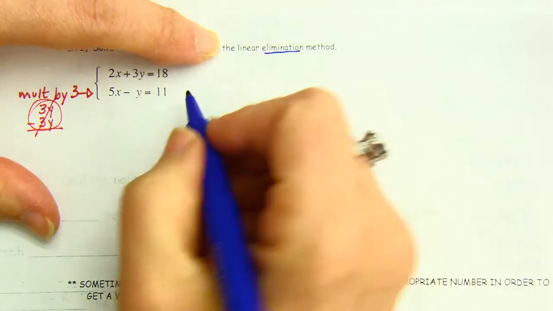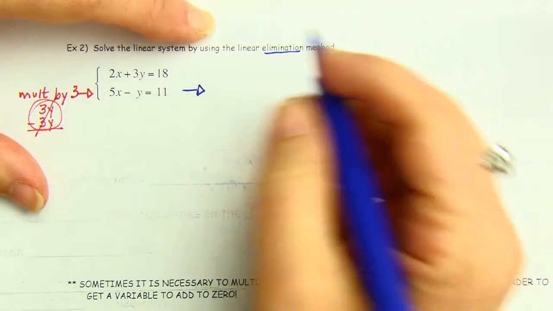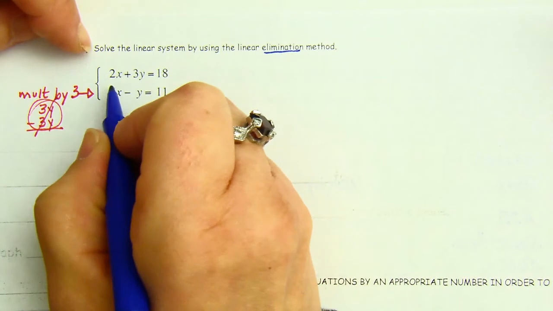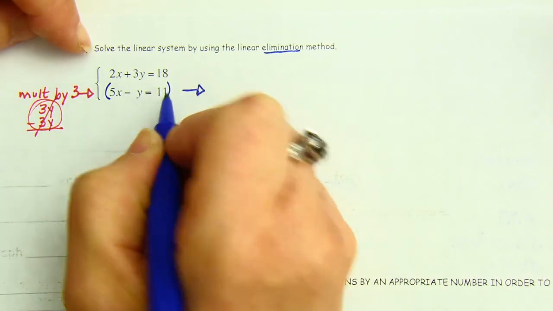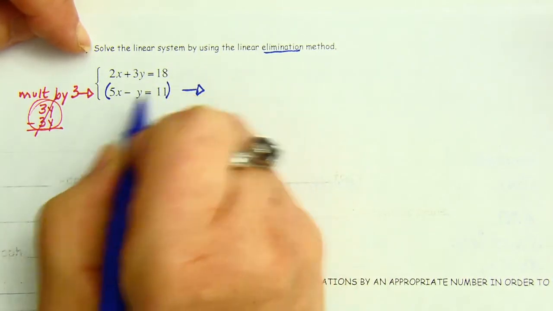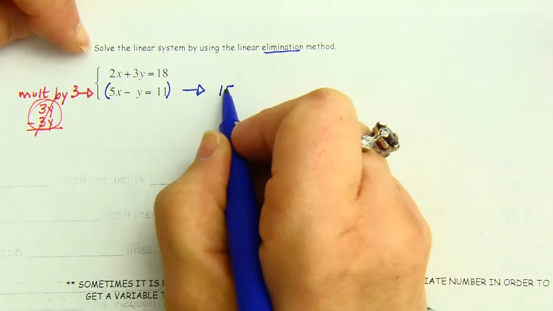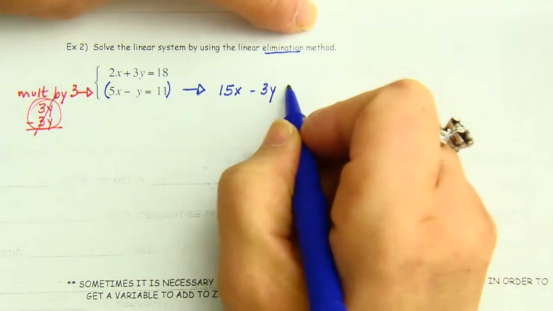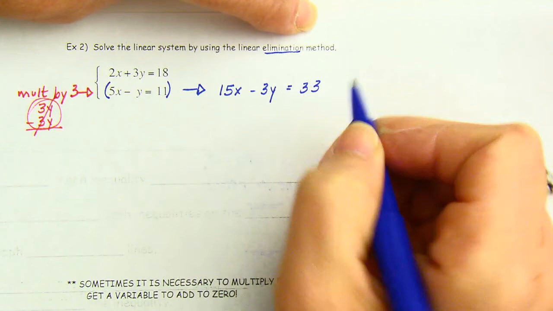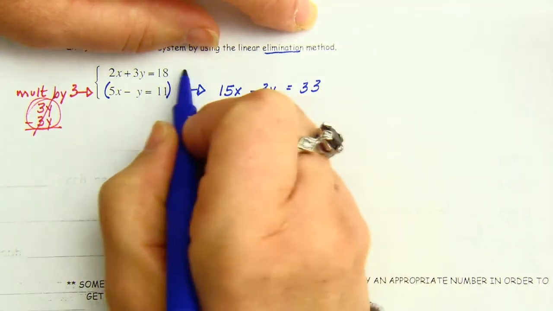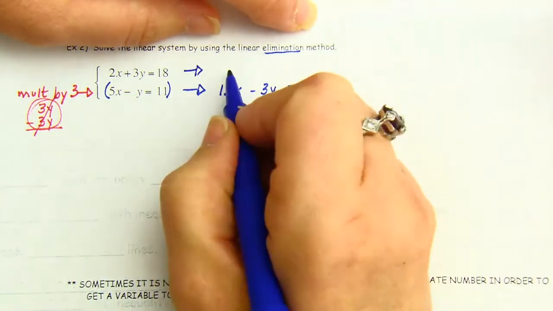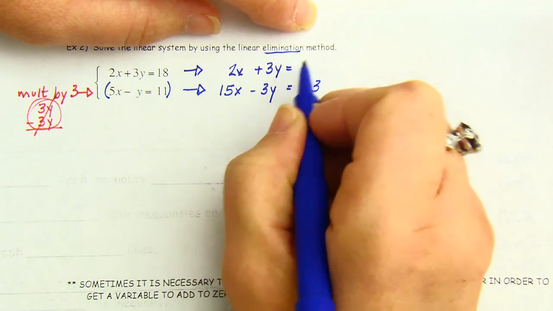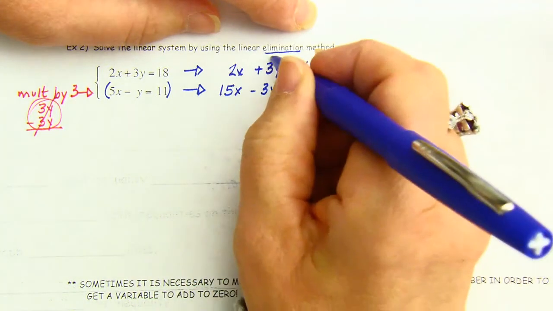So I'm going to arrow over, and I'm going to say, well, if I take this equation and multiply it by 3, remember you have to distribute to all of those. This is going to become a 15x minus a 3y equals 33. The top equation, I'm not changing it. 2x plus 3y equals 18. I see my pair of opposites.